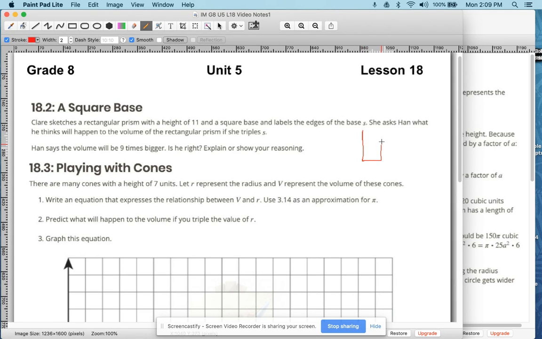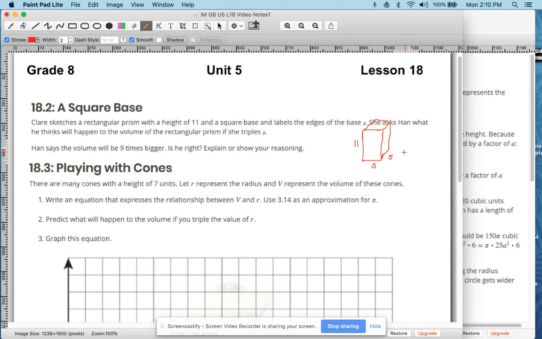So we've got a rectangular prism. So here it is, and it's got a square base. So I try to do my best with a square base. And so she labeled this, the height is 11, and then the square base edges she labeled S. So there's one S side and there's one S side. So remember, a square base, these side lengths are the same, even though it doesn't look like it in my drawing.